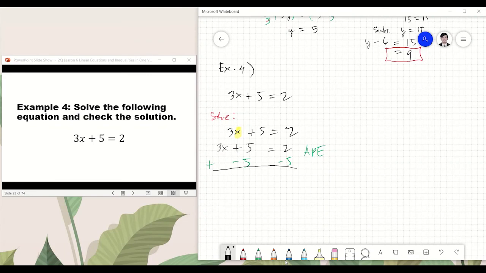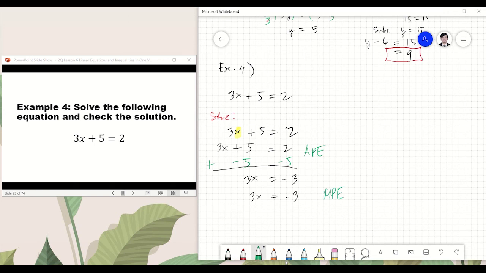Okay, simplify lang tayo. This is 3x, this is 0. This is 2 plus negative 5 is negative 3. Okay, hindi pa isolated si x kasi meron pa siyang 3 na coefficient. And yung coefficient dapat maging 1. So, ano yung gagamitin natin? MPE na.